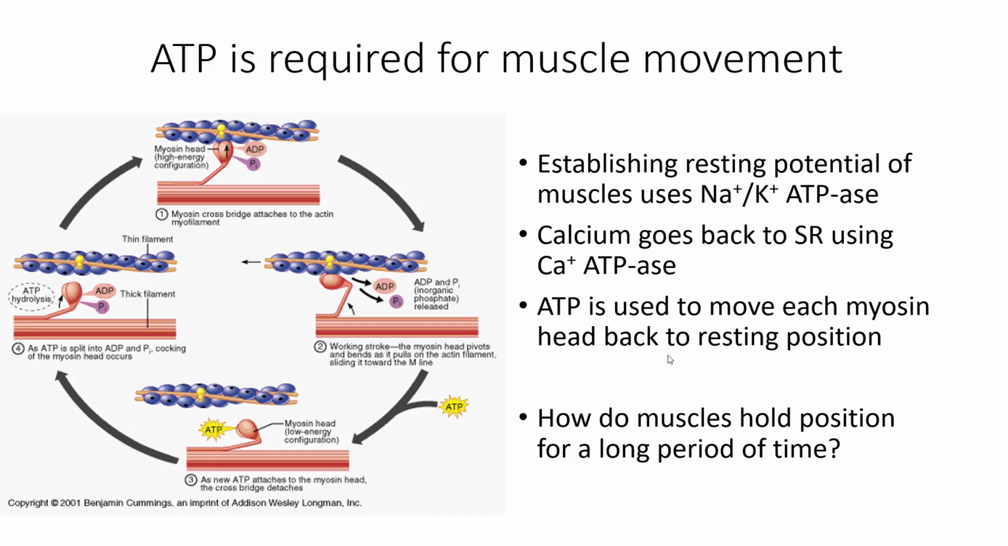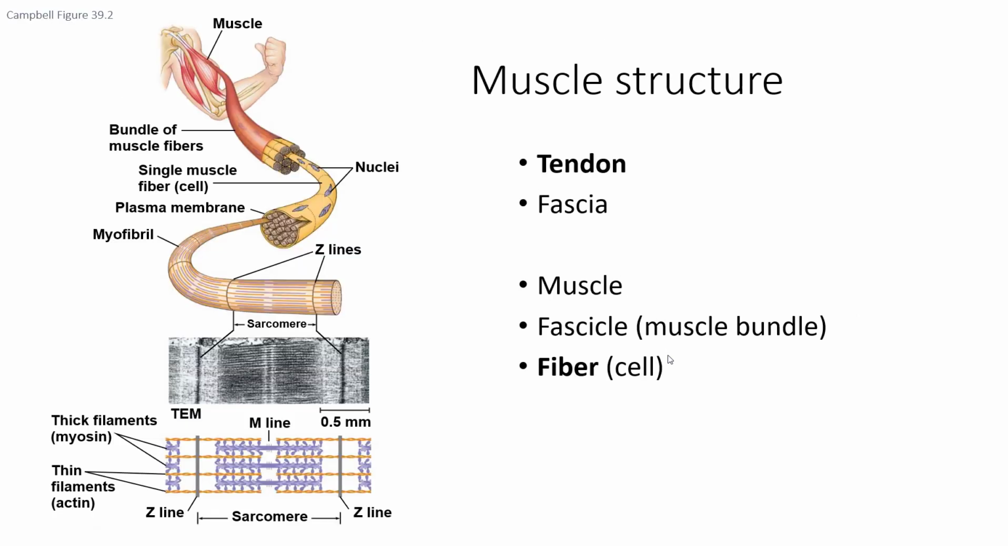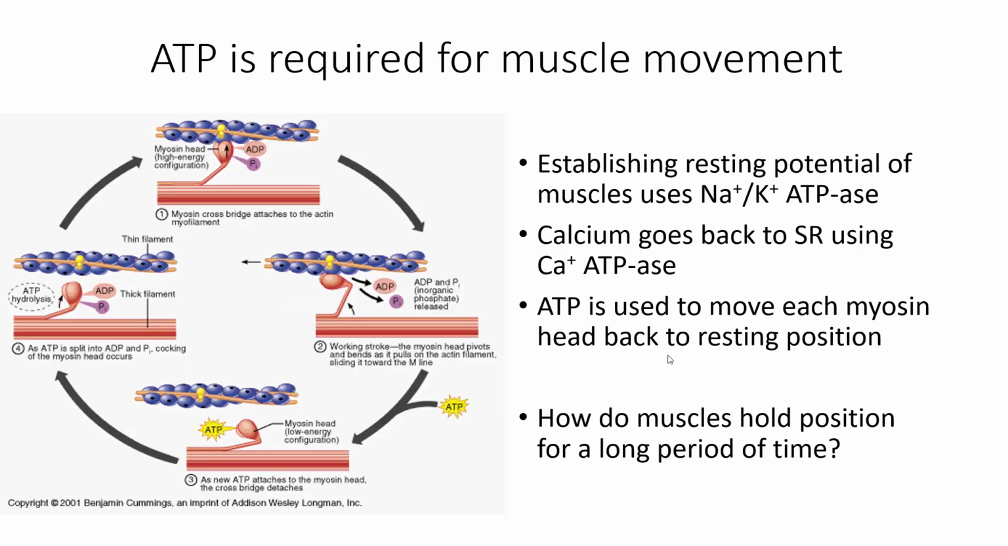So every myosin head needs ATP to move it back to high energy, which means every time the muscle is contracting, you can look at all those myosin heads where those little purple things meet the orange things down there, the myosin heads and the actin filaments. All of those will require ATP to move.